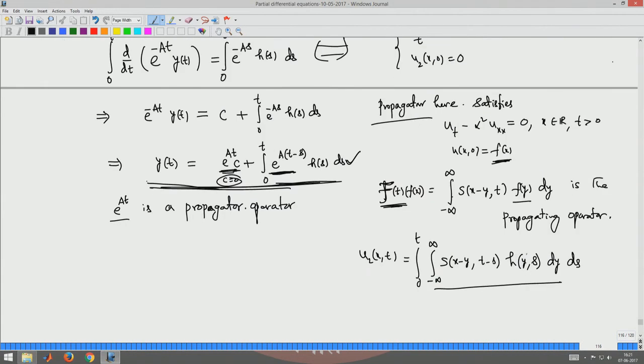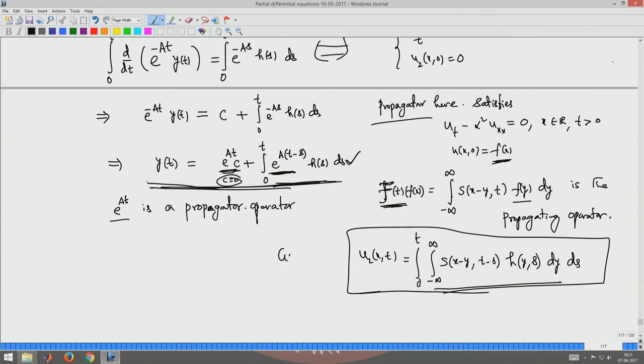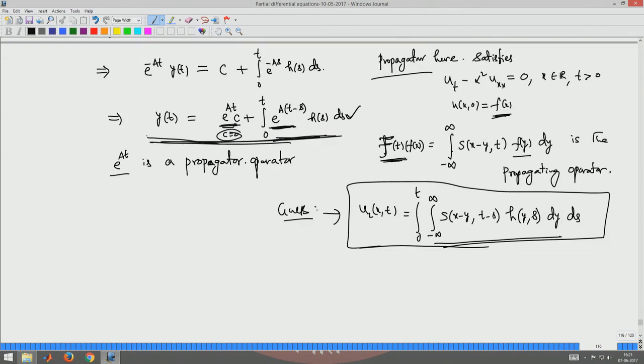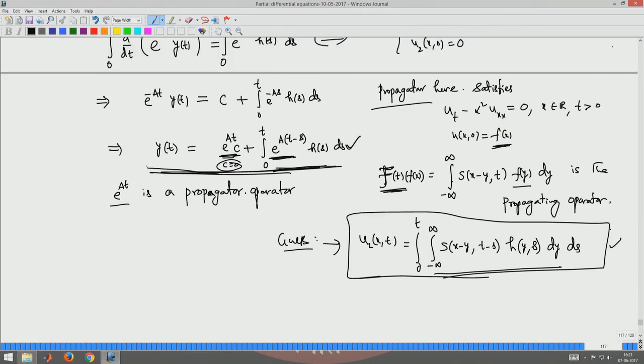So, when the propagating operator acts on this h, the x variable will become y, and the t variable actually becomes s, as you see here, okay. This is what my guess is, as a solution of the problem that I am looking for, just by looking at this ordinary differential equation with this initial data. So, I cannot say this is the solution, this is not how I found the solution, I am just guessing that this is the solution.